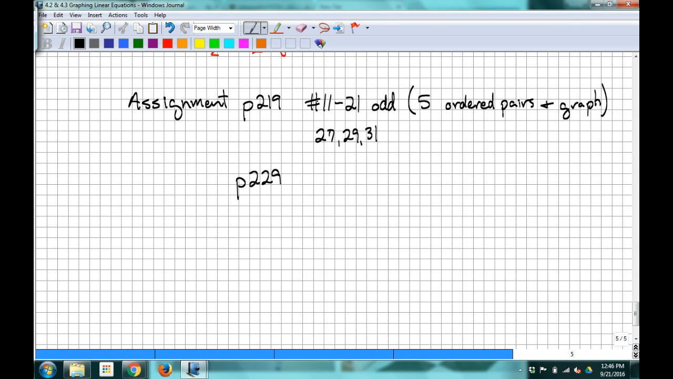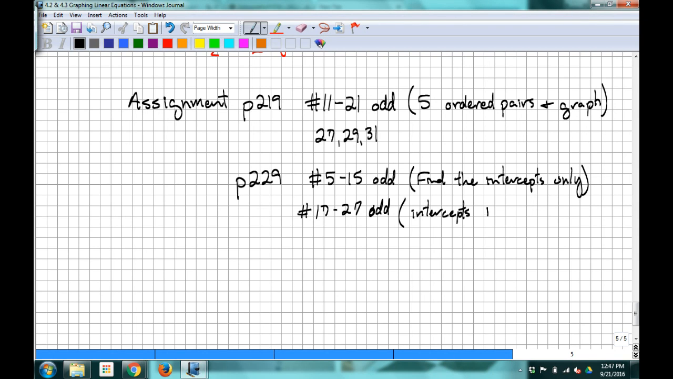On 229, which is what we did after lunch, that's the x-intercept and y-intercept stuff. Let's do numbers 5 through 15, just the odd ones on that. And on those 5 through 15 odd, don't draw the graph. Find the intercepts only. Don't draw the graph on those. On 17 through 27 odd, intercepts and graph.